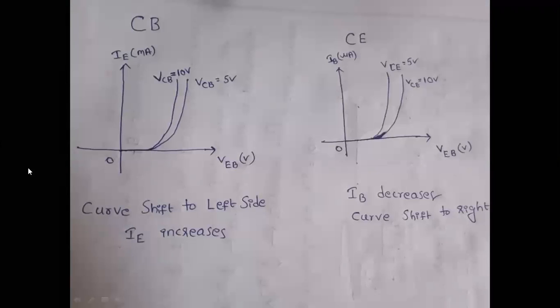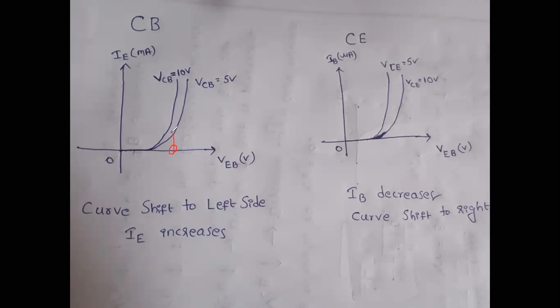Now, if you see the input characteristics in the common base, what I said is that IE increases. If the reverse bias voltage on the output side increases, early effect comes into the picture and due to that IE current will increase. So that's why the curve moves to the left side. Here I clearly mentioned the curve shifts to the left side to indicate IE increases. Why can I say that? Please consider the point here, and draw the lines at this point.